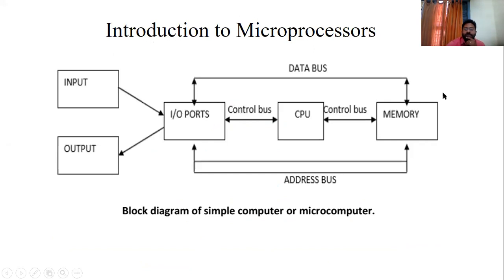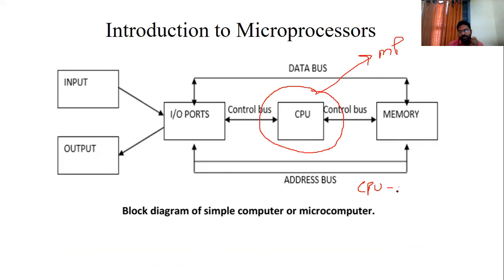Now see this. This is the computer, a small microcomputer. In our servers, the entire thing is available. This is our CPU, and this is our microprocessor, because a microprocessor is nothing but a CPU on a chip.